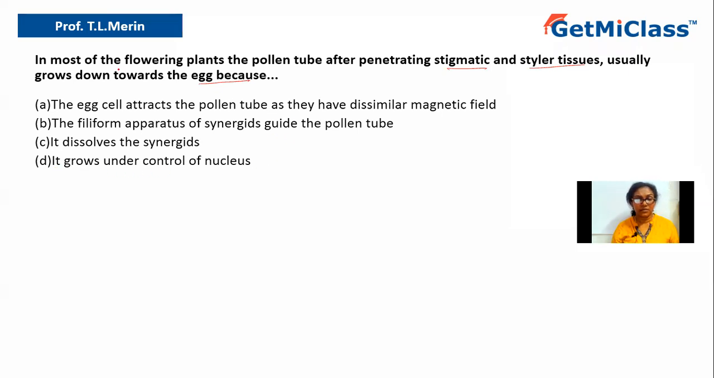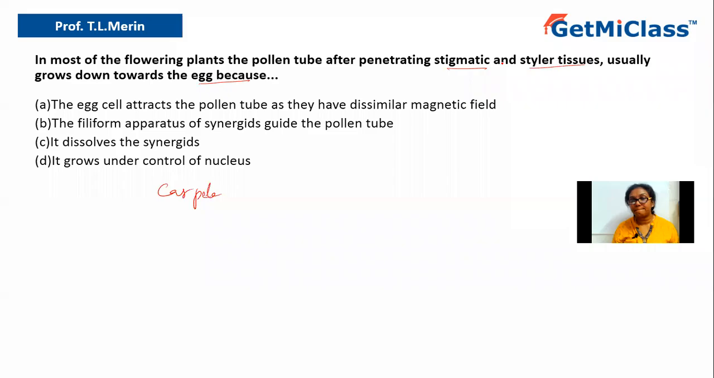So let us understand the question again. It says, in most of the flowering plants, the pollen tube after penetrating stigmatic and stylar tissue usually goes down towards the egg. So what is the reason behind that? Okay, stigmatic stylar tissue, what do you mean? These are the parts of the carpel, that is nothing but the female reproductive part.